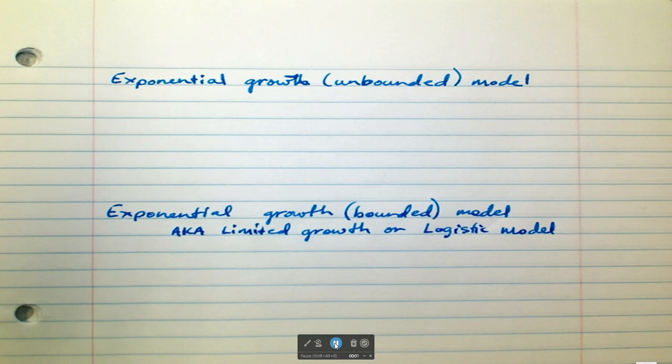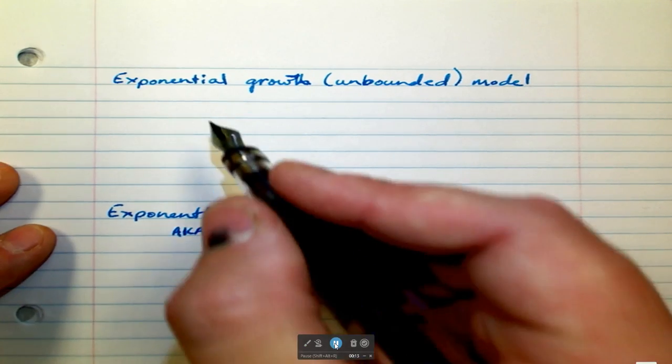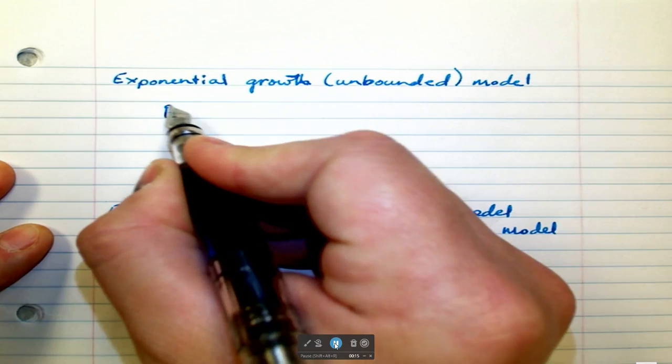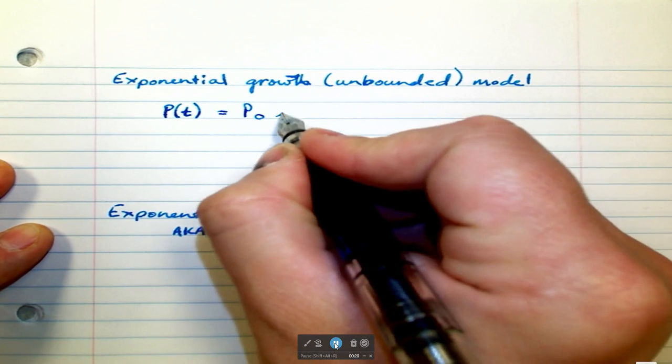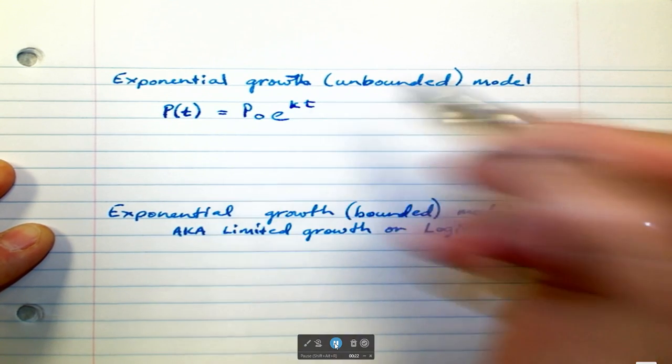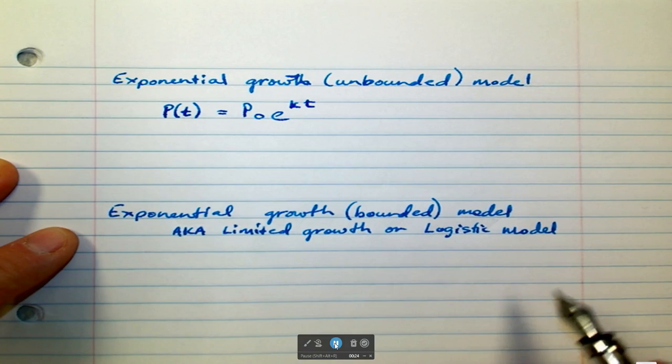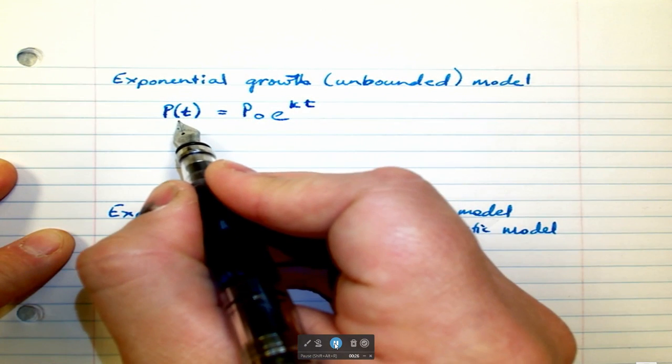All right, today we're going to talk about two models and using these two models for some applications. First is the exponential growth or the unbounded growth model. And that is going to be represented by the algebraic function P of t equals P naught e to the kt.